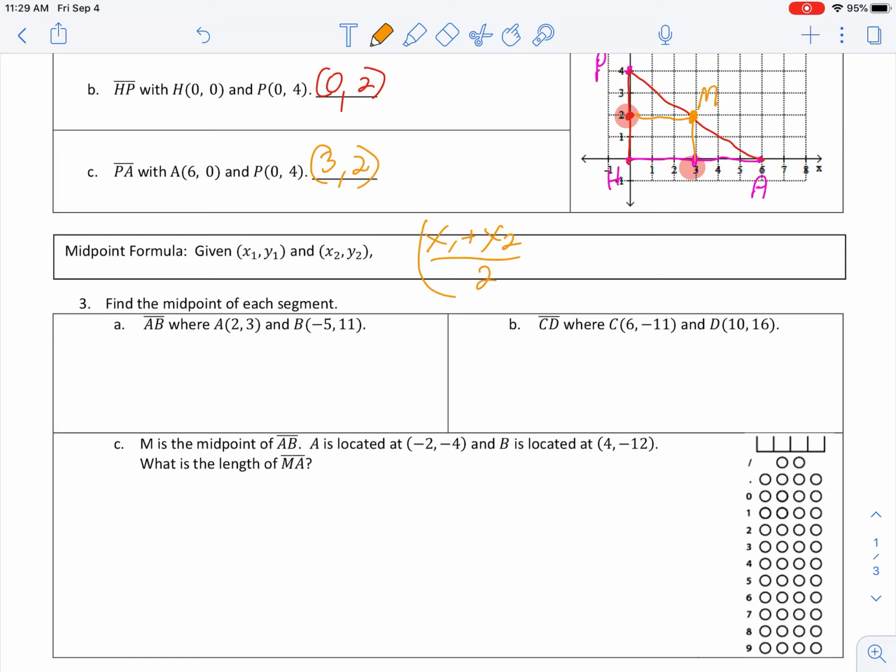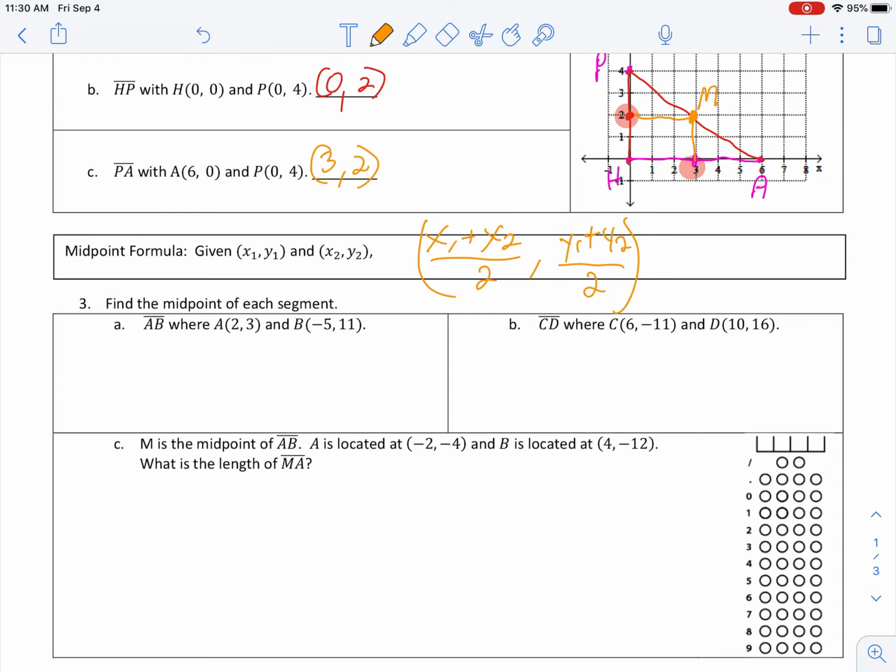x1 plus x2, because an average of 2 things is add them together, divide by 2. And for the y's, where we focus on the y-axis, we add the 2 coordinates together and divide by 2. And then together we get what we call the midpoint. You get the midpoint of x, the midpoint of y.